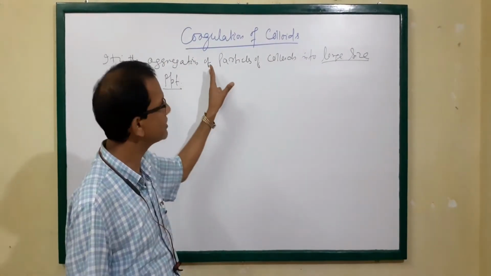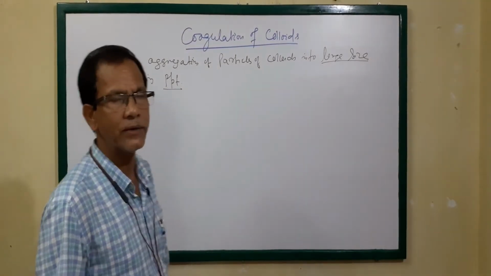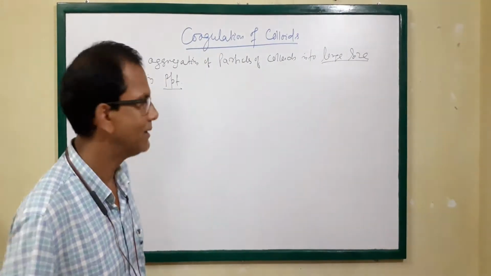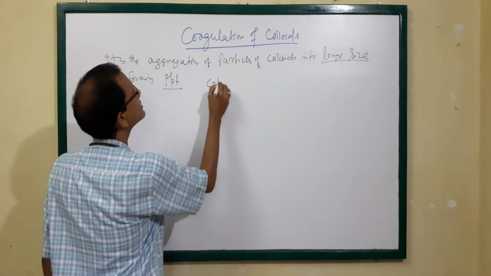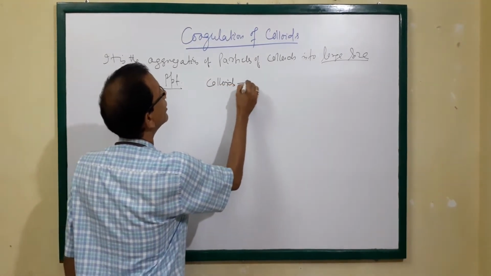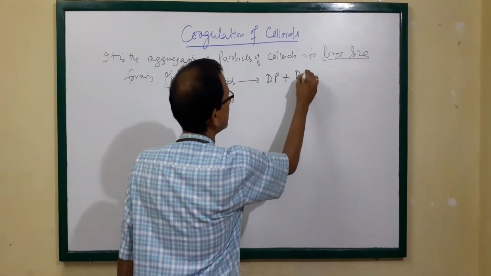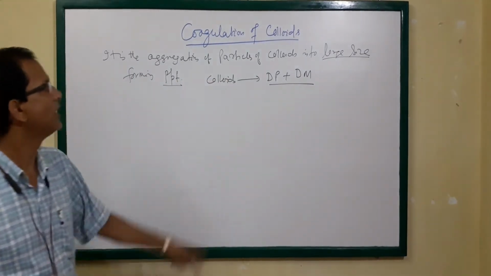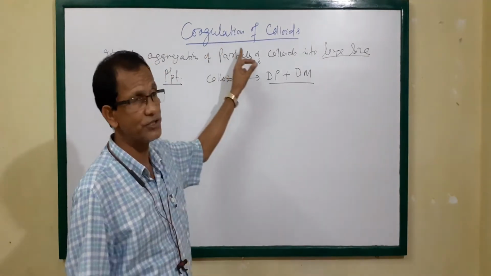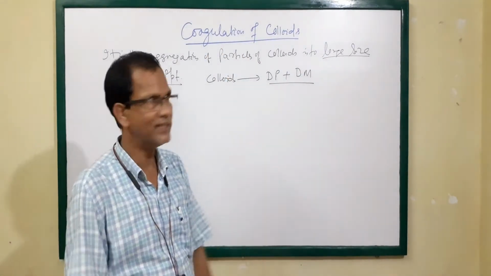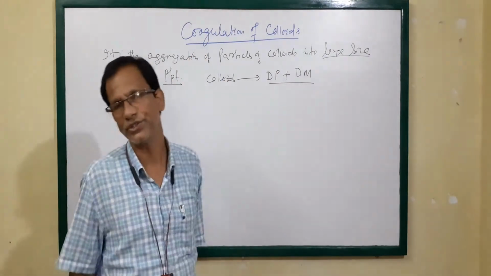When coagulation takes place, the dispersed phase will be separated from the dispersion medium. That means from colloids there will be separation of the dispersed phase and dispersion medium, resulting in coagulation, so that the particle size will be increased and a precipitate is formed. That is called coagulation.